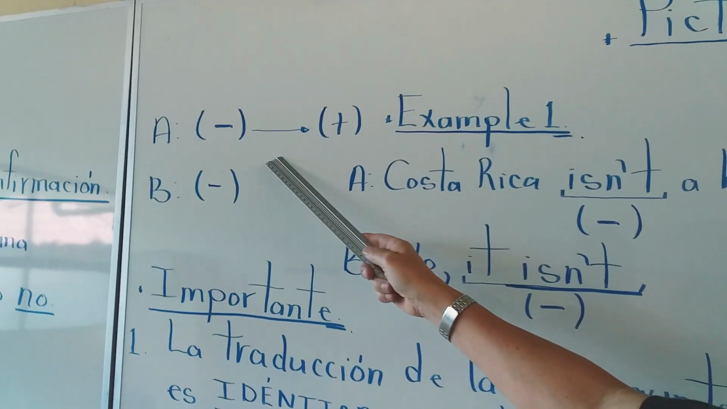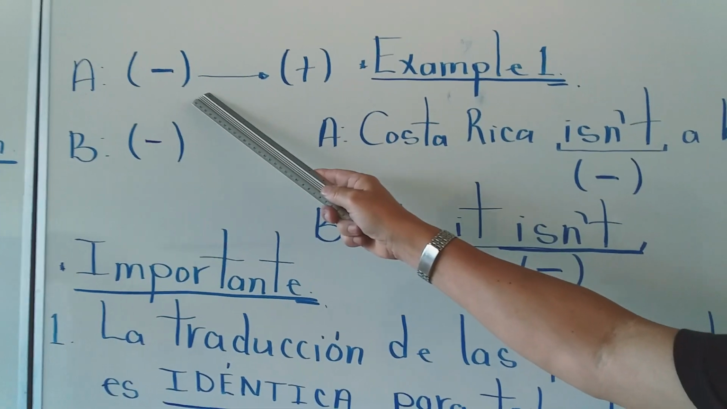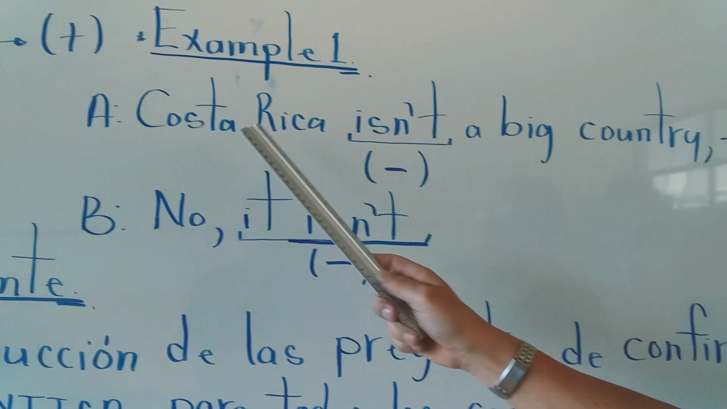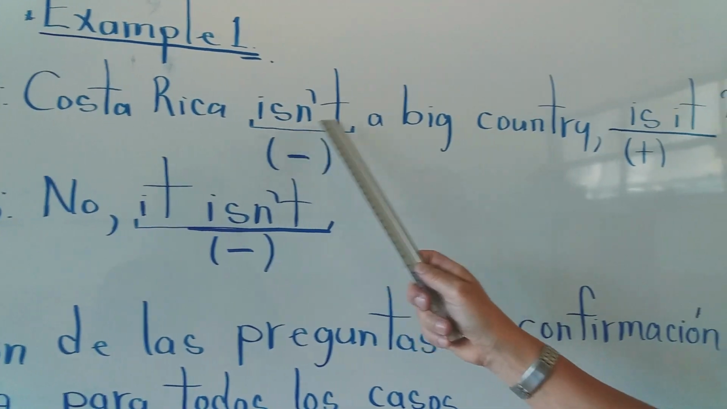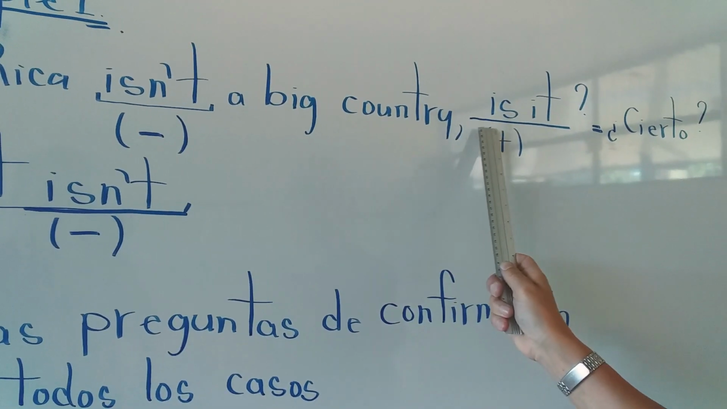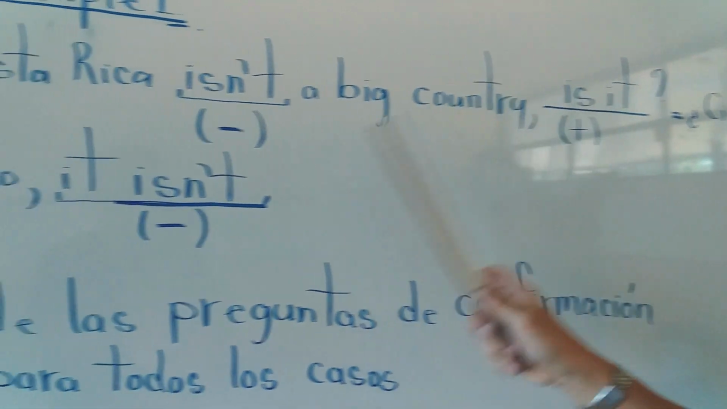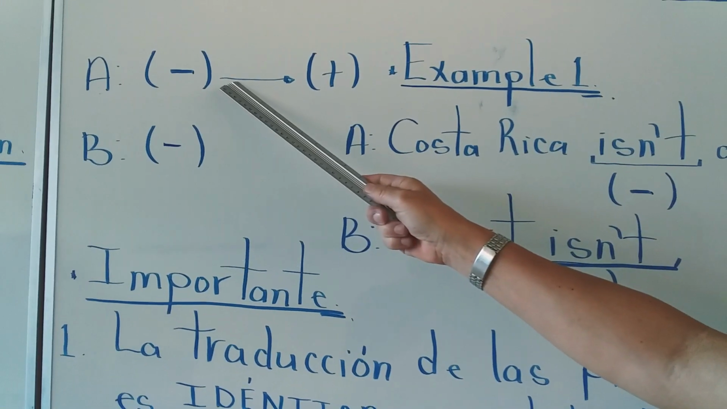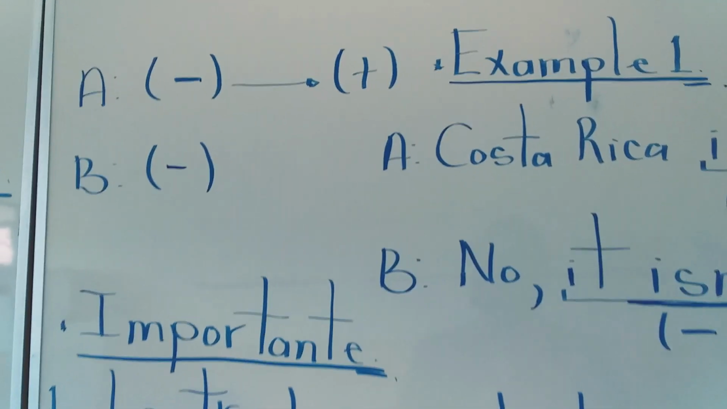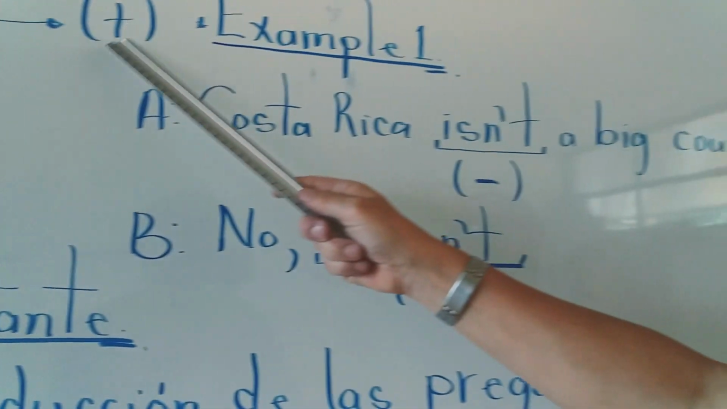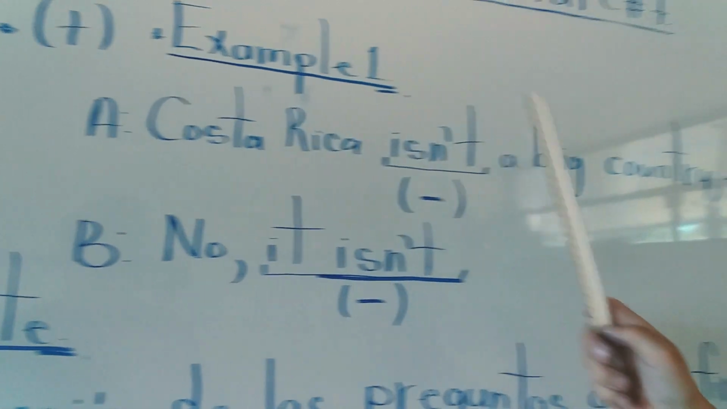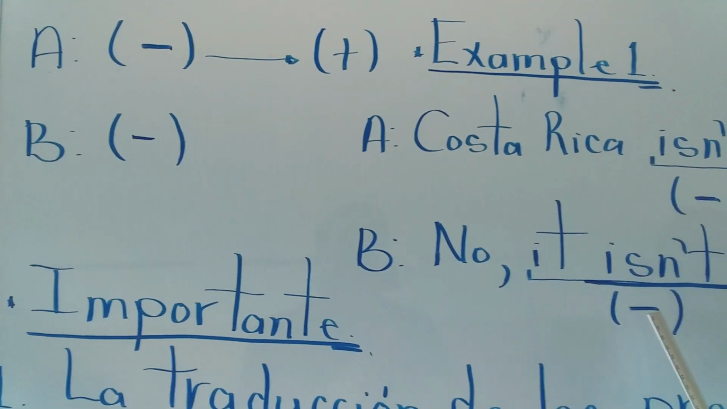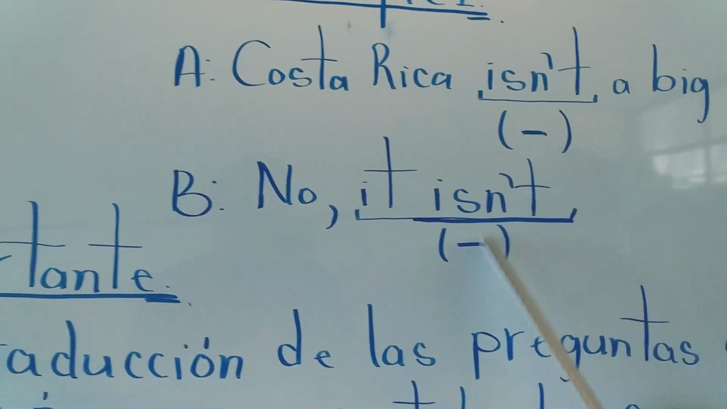Picture number 7. In this case, it is the opposite. Negative, affirmative, negative. Example 1. Costa Rica isn't a big country. Is it? No, it isn't. Can you see? Look. Negative, affirmative, negative. The tag question affirmative, and the answer negative. Has to be the same.